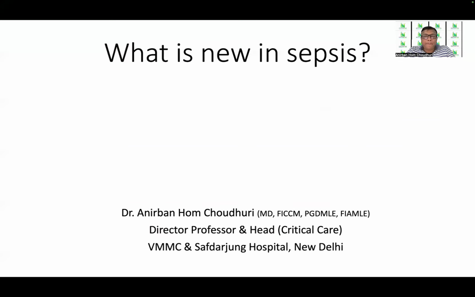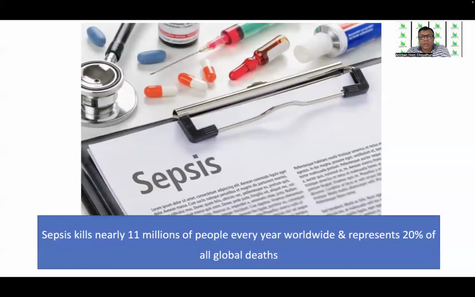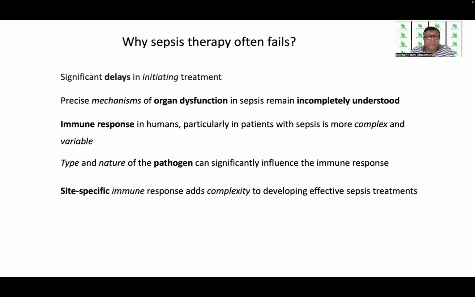Dear friends, in this video, I'm going to talk about what is new in sepsis. It is known to all of us that sepsis kills nearly 11 million people every year worldwide. But we often forget that it represents 20% of all global deaths, and that is a huge number, statistically speaking. Now, what is the reason that sepsis therapy often fails?